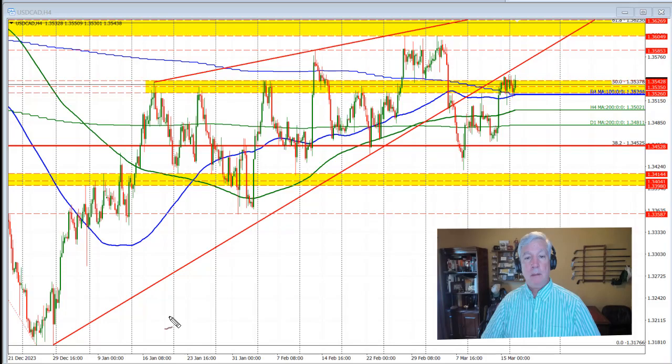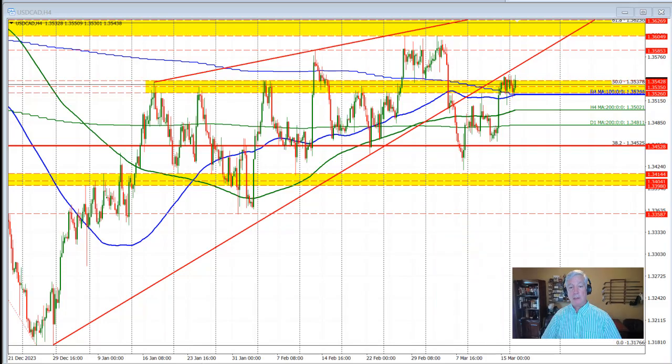This is a Forex Quick Look. We're going to take a look at the dollar versus Canada. Today's date is March 18, 2024. Let's get started. I'm going to focus on the 4-hour chart for this currency pair.